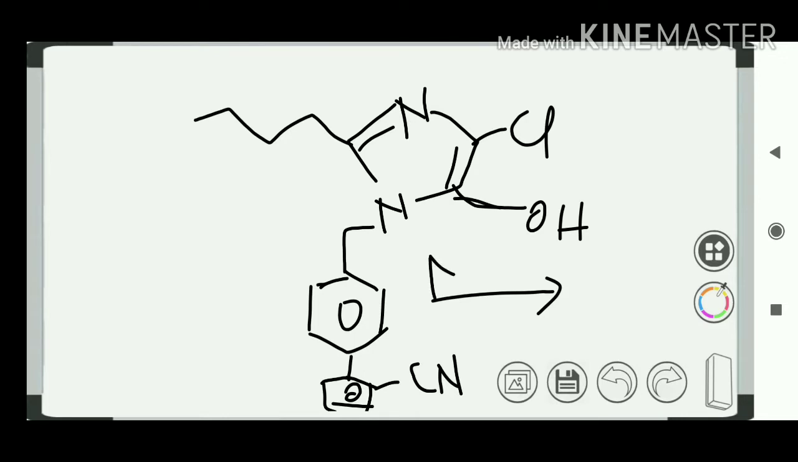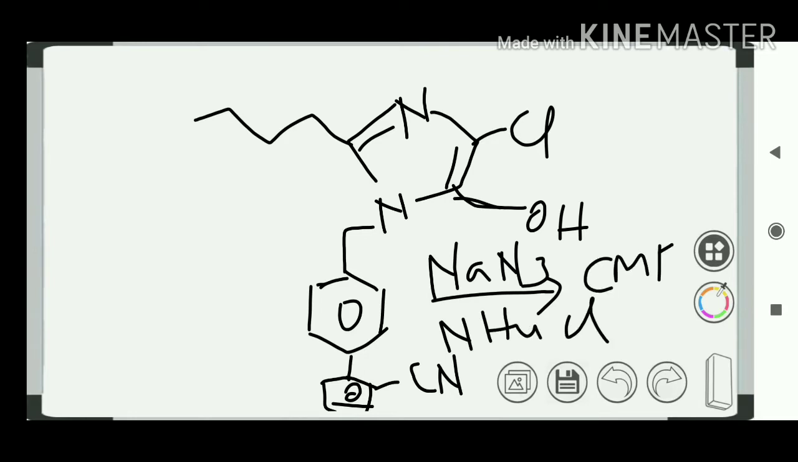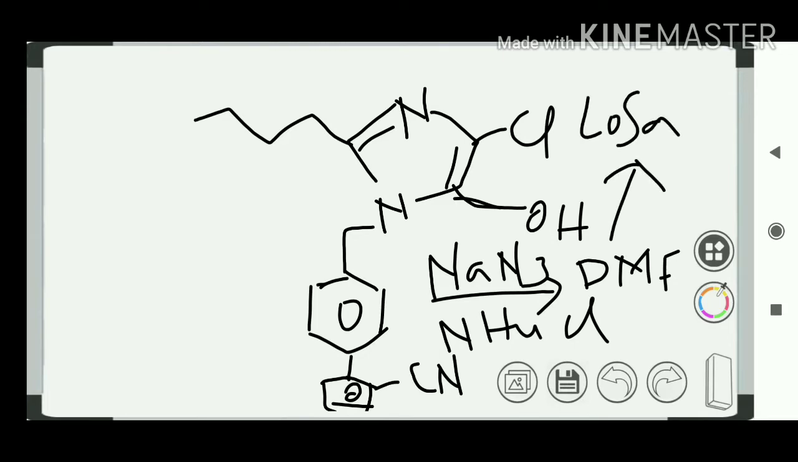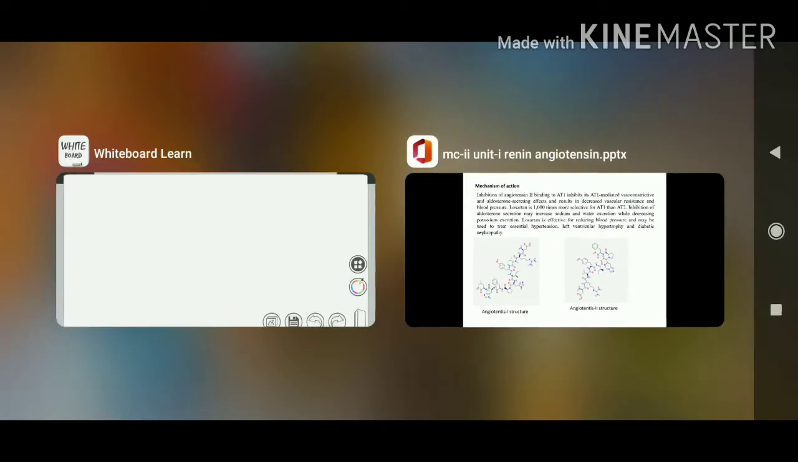This intermediate, upon reaction in the presence of NaN3 and NH4Cl, ammonium chloride, and THF, is going to give our Losartan as the final product. See how we are simplifying the synthesis. This is the overall synthesis. Now we are going to see the SAR.